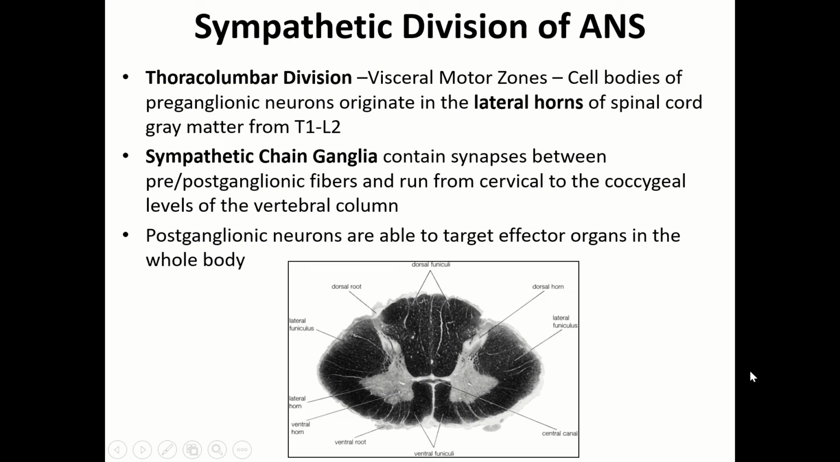Here we're going to wrap up our discussion of the autonomic nervous system by looking at the anatomy of the sympathetic division. So to begin with right here, we take another look at what the spinal cord cross-section looks like. So of course, this is your gray matter and your white matter.